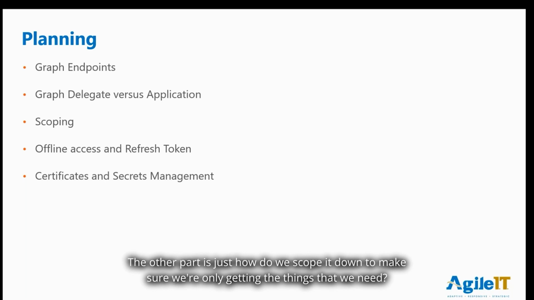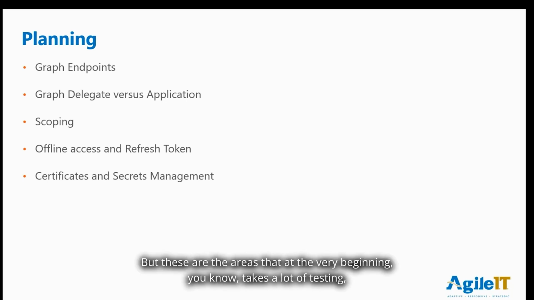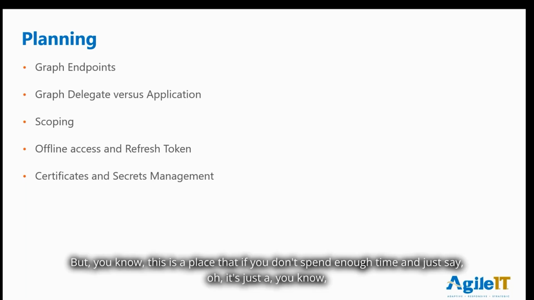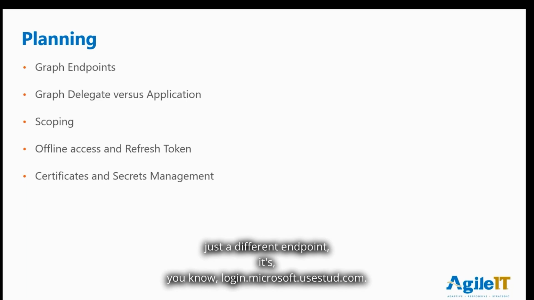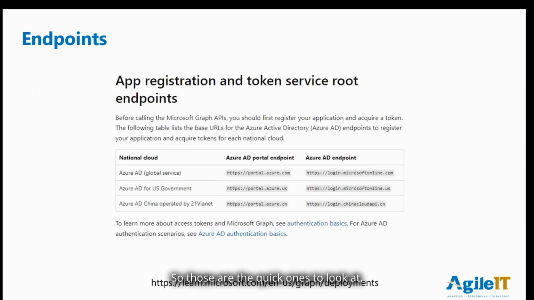The other part is how we scope it down to make sure we're only getting the things that we need, and I'll talk about each one of these a little bit more. These are the areas that, at the very beginning, take a lot of testing and validating, like where does the data go. This is a place where, if you don't spend enough time and just say, oh, it's just a different endpoint, login.microsoft.us.com, what's the big deal? You'll find out here in a little bit. So those are the quick ones to look at.